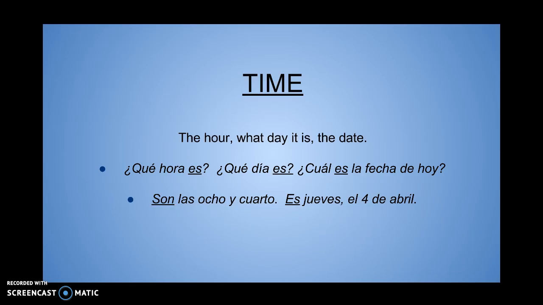We also use ser for time, because if you think of it, time is cyclical, at least in terms of the 24 hours of the day, the days of the week, the months of the year. So it is kind of repetitive in that way. We could say it's permanent. You use time to tell the hour, what day it is, and the date.